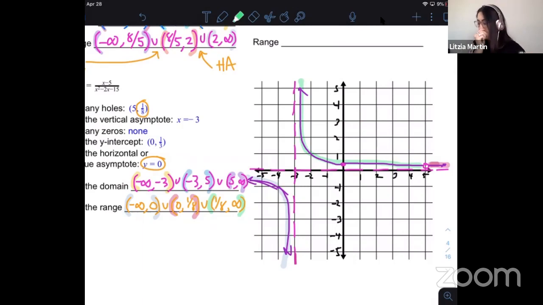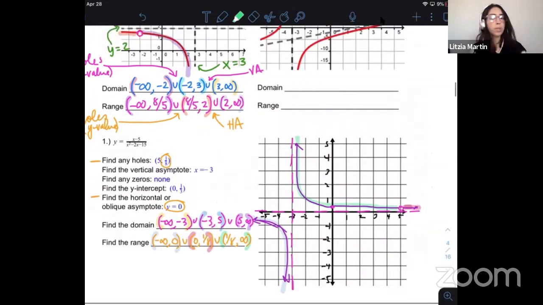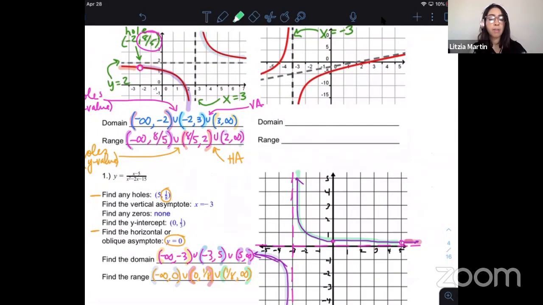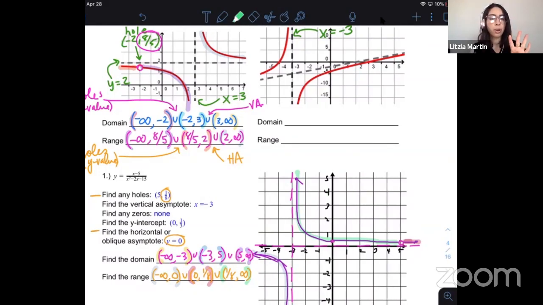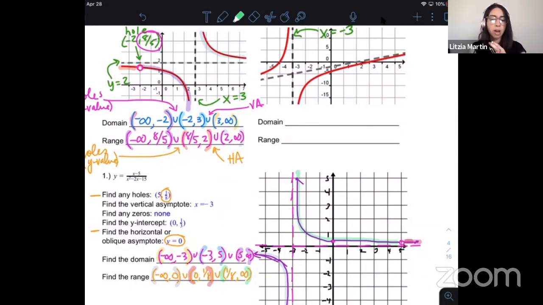We are going to do one more example, because when you have an oblique asymptote or a slant asymptote, it does kind of change things up just a little bit. But this is the case where you don't have a slant asymptote, you have a horizontal asymptote. So those are the 4 things that you want to look for. For the domain, 2 things are the hole with the x coordinate and the vertical asymptotes. For the range, it's the y value of the hole and the horizontal asymptote.